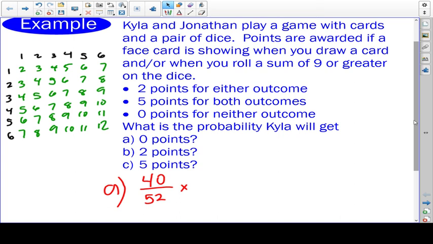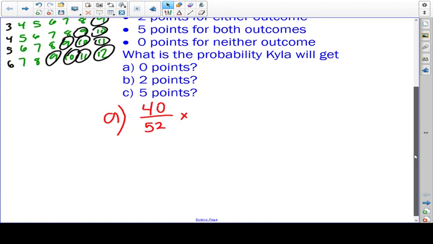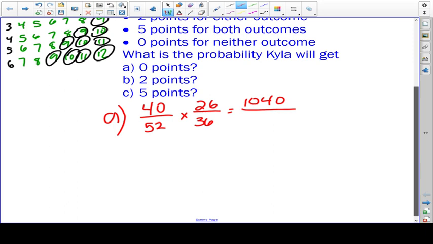So how many of those sums are 9 or greater? Well, there would be 10 of them. 10 out of 36 are 9 or greater, so therefore the complement of that would be 26 out of 36, and that would go here. Okay, so we can multiply those to figure out the probability. 40 times 26 is 1040. 52 times 36 is 1872.